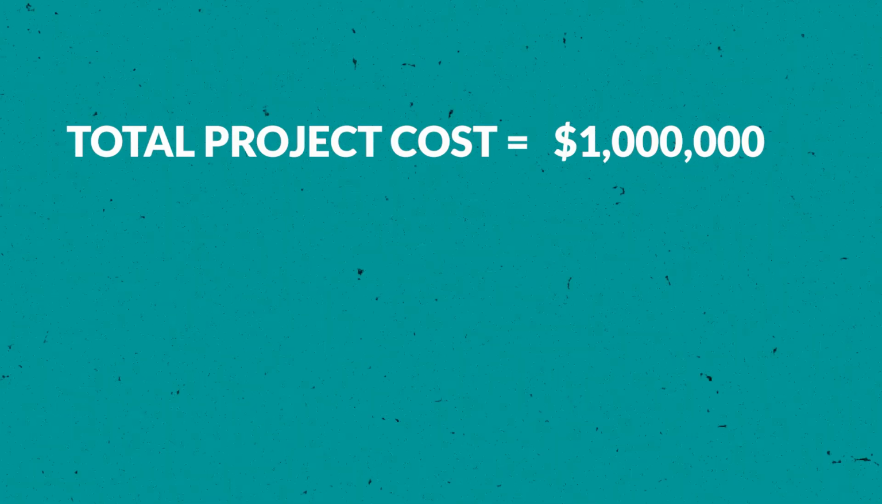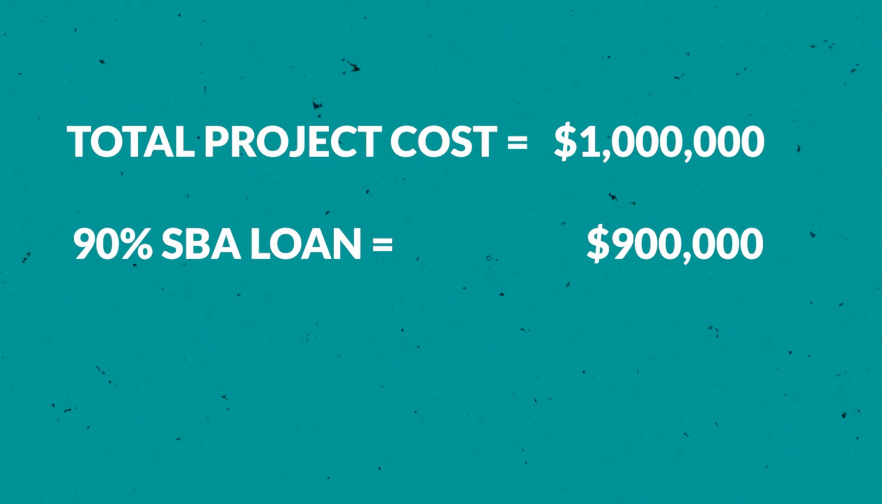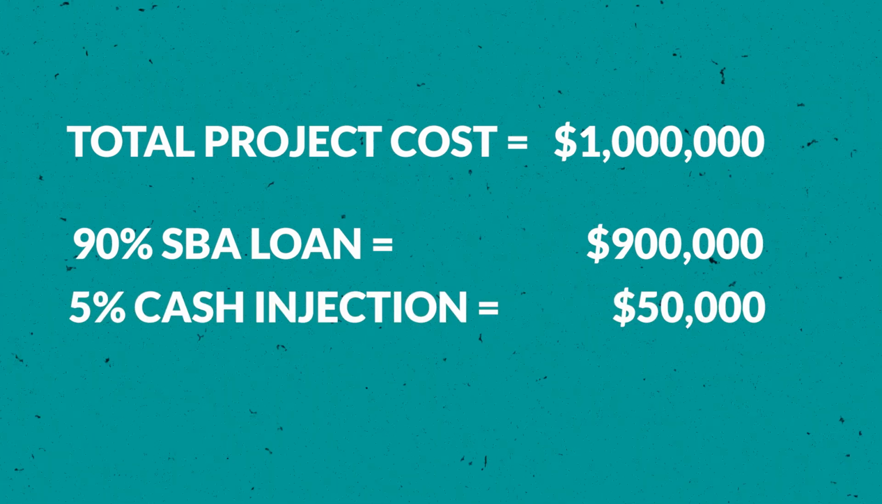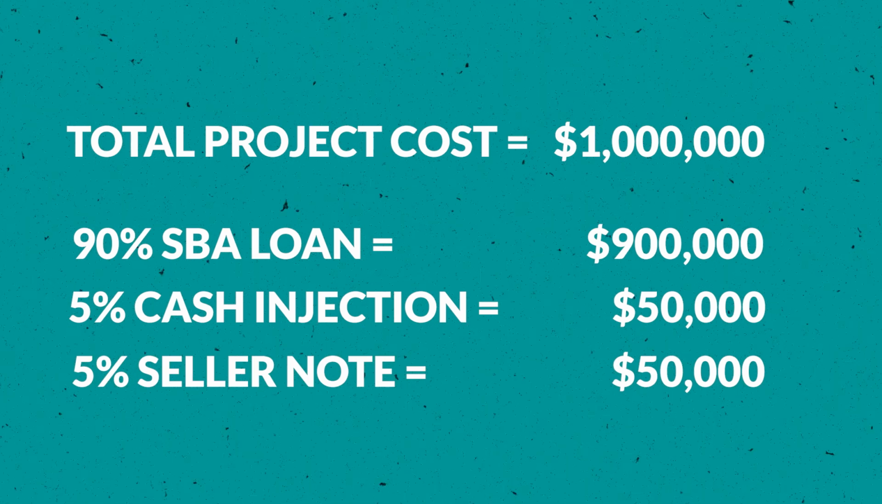So let's say, for example, you've got a total project cost of $1 million. You get an SBA loan for 90% or $900,000. You as the borrower bring a 5% cash injection or $50,000, and then you get a seller note for 5% or $50,000 to round out your SBA deal.